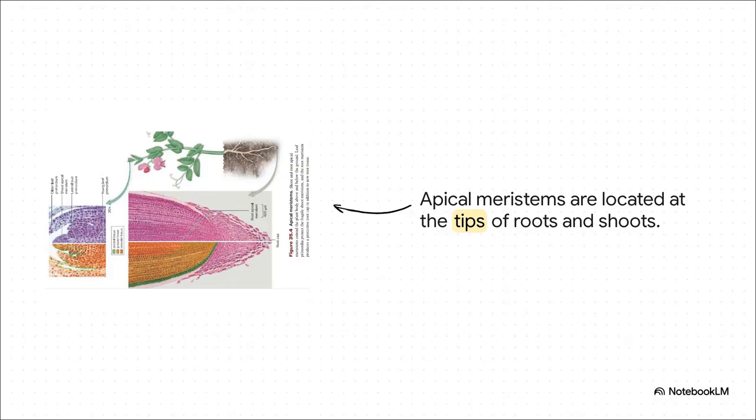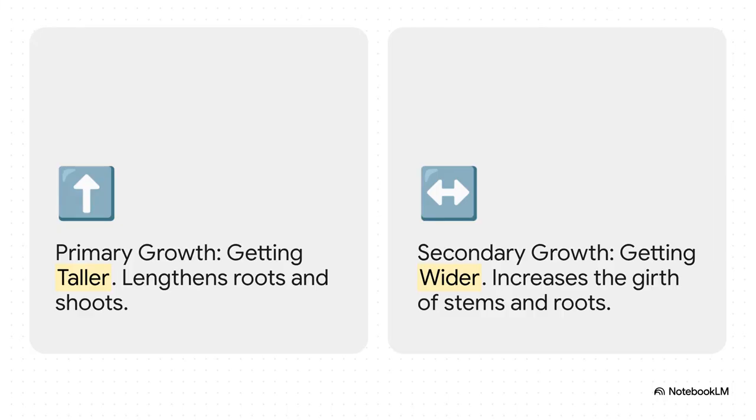Now, these main engines of growth are called apical meristems, and they're found in very specific places, right at the very tips, the apex of every single shoot and every single root. Their whole job is to push growth outward, making the plant taller and sending its roots deeper and deeper into the soil. And this leads us to the two fundamental ways that plants grow.